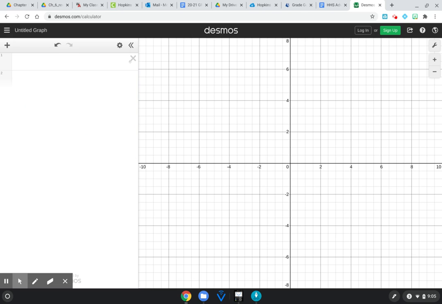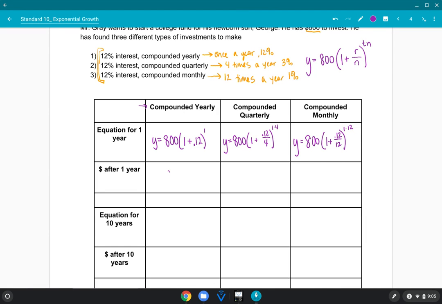And I'm going to say 800, 1 plus 0.12, caret 1. $896. This here, $896, is how much George will have after 1 year. Now, this one gets a little scarier. One thing you guys need to do in your head is this here. 1 times 4 is 4. So watch how this works.